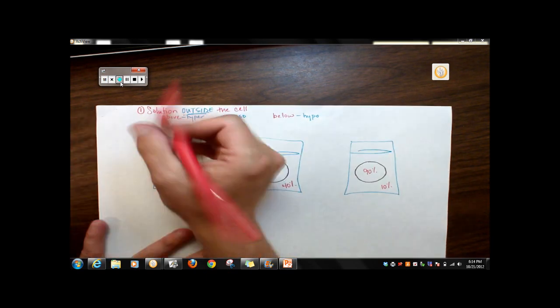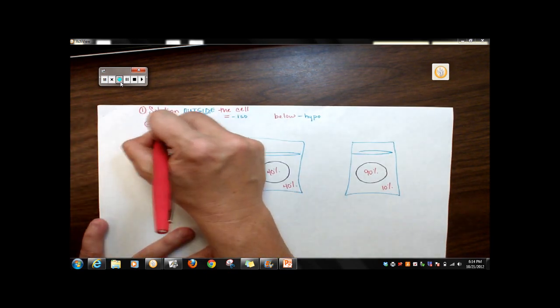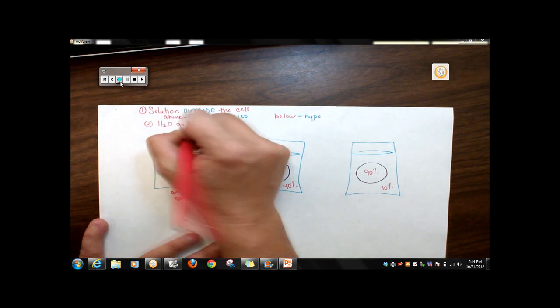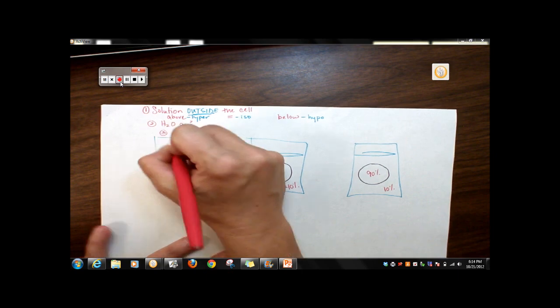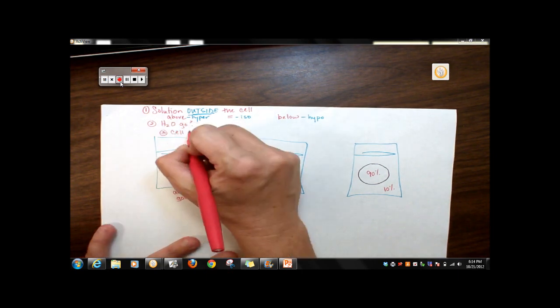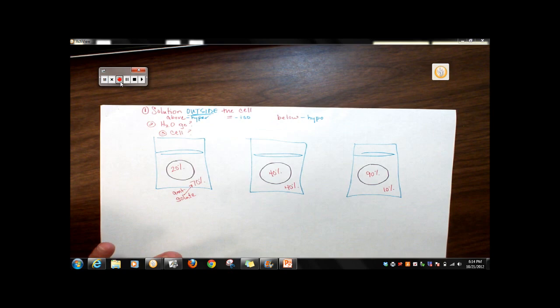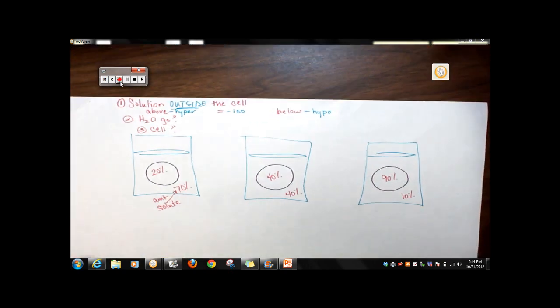Second question, where does the water go? Where does it go as a result of this? Third question, what happens to the cell? Does it shrink? Does it shrivel? Does it stay the same? Okay, so let's start with our first one.